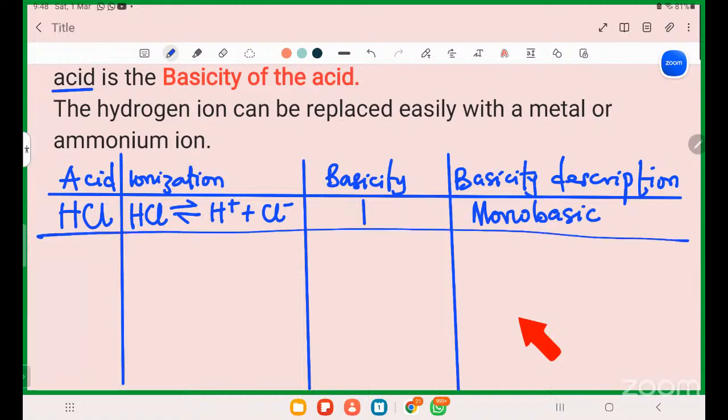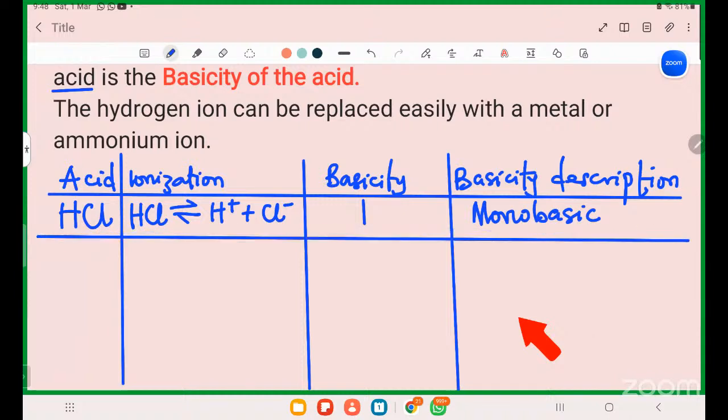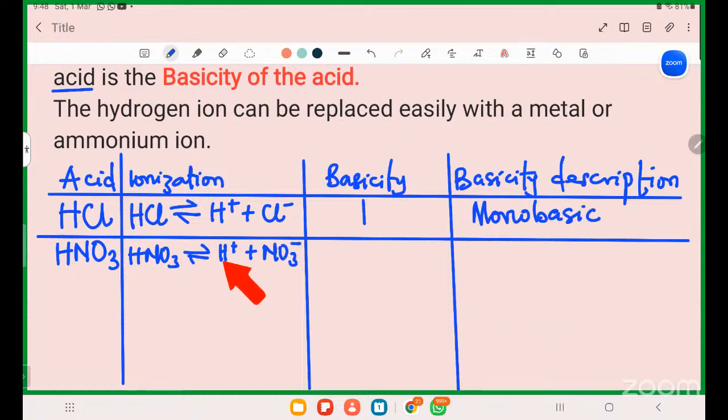Another example is your nitric acid, trioxonitrate(V) acid. When it also ionizes, it is going to give hydrogen ion plus NO3 minus. It also ionizes to produce one replaceable hydrogen, so the basicity is also 1. For the description, you say it is also monobasic.